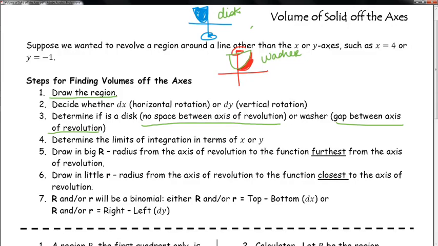Number 4, determine the limits of integration. So find your a and b. You might need to find where your two functions intersect, such as up here. So here you need to find the points of intersection.